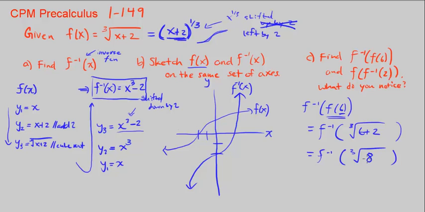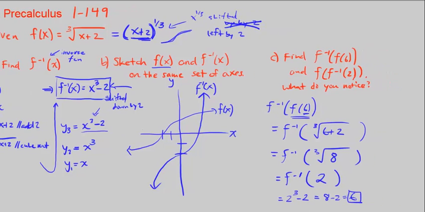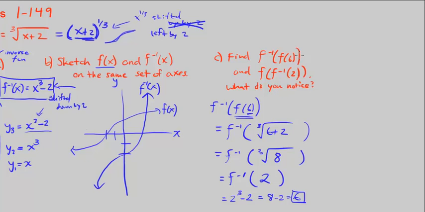So what times itself 3 times equals 8? Well, 2 times 2 times 2 is 8. So that is equal to 2 inside. So now we have the inverse function with the input of 2. Our inverse function is defined right there, so wherever x is, we replace it with 2. So it's 2 cubed minus 2. 2 times 2 times 2 is 8. 8 minus 2 is 6. Okay? Alright, so that was this one.